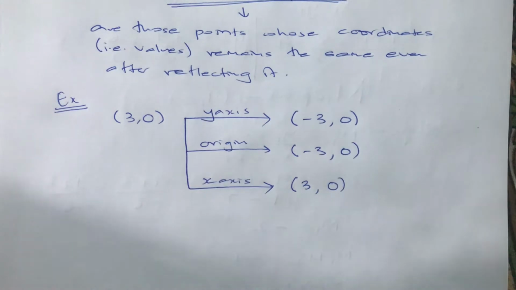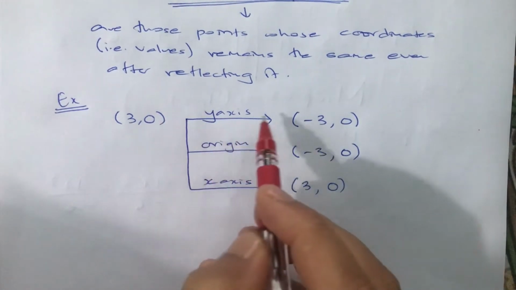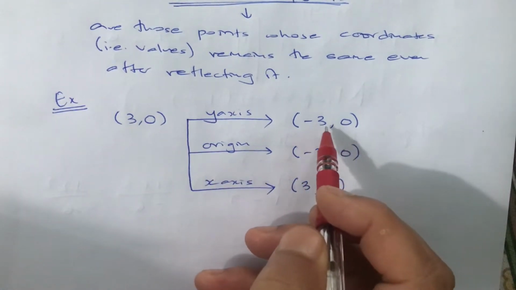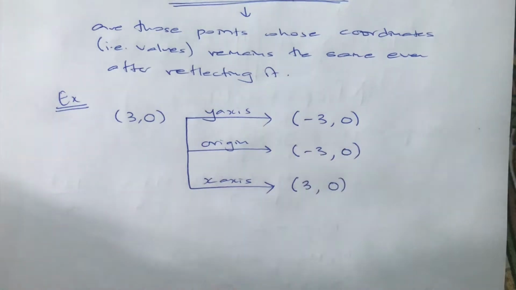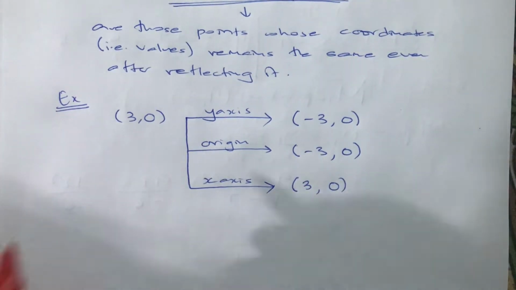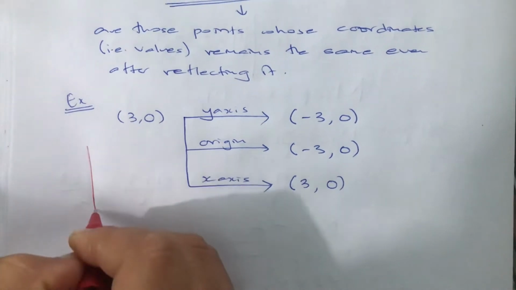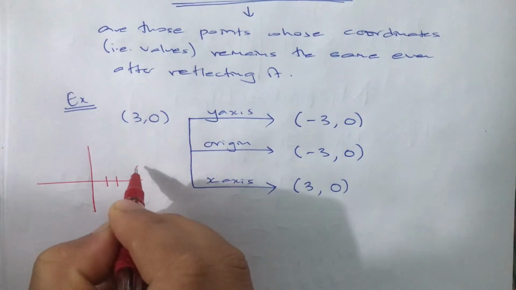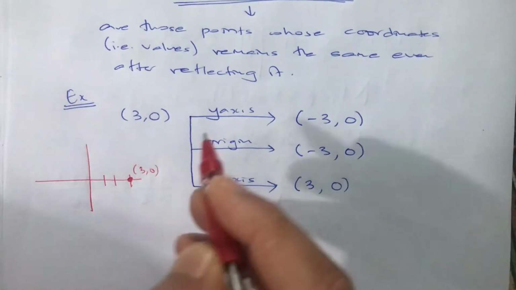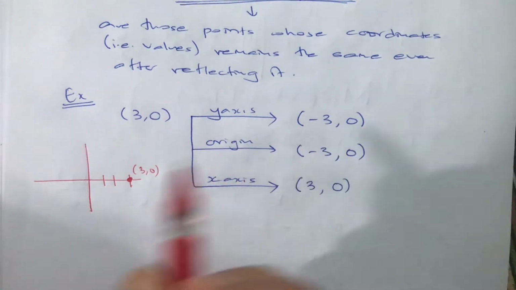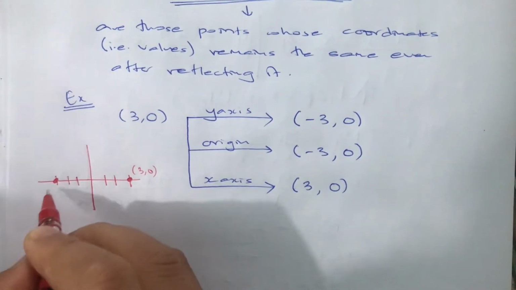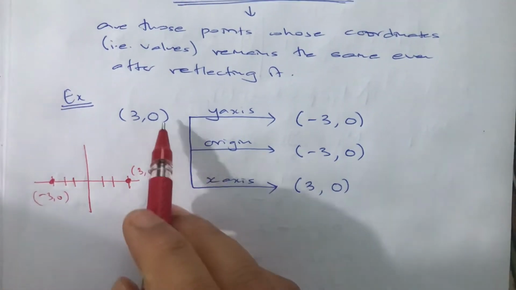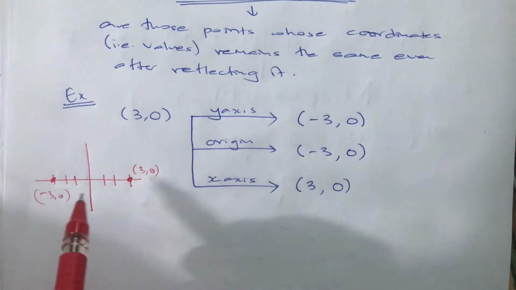Now if you look carefully, what is happening over here is, when I first reflected it on the y-axis, we had (3, 0), now we got (-3, 0). So we are getting a different point, because if you want to plot (3, 0), it will be here. 1, 2, 3, the (3, 0) is here. Let's say this is point A, so (3, 0) is here, but when I reflect it on the y-axis, we are getting (-3, 0). So that means we are getting a different point. It is not the same point. Now if I reflect this on the origin also, we are still getting (-3, 0).